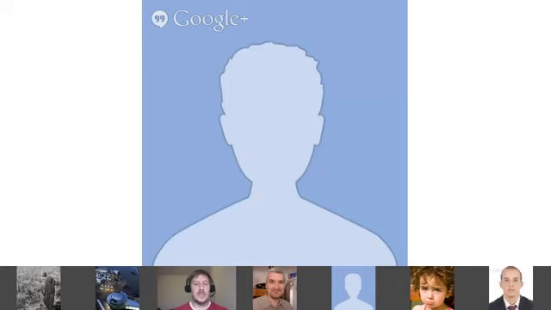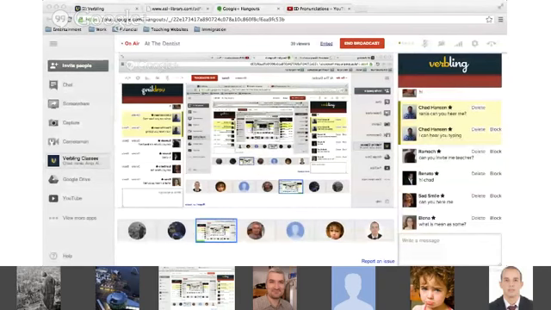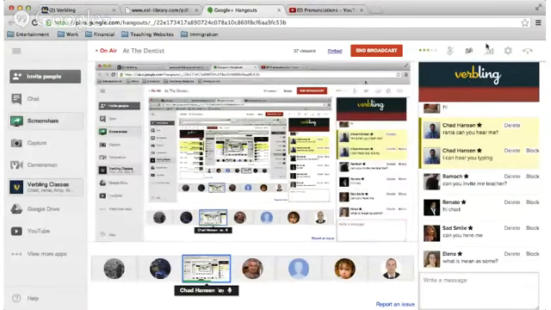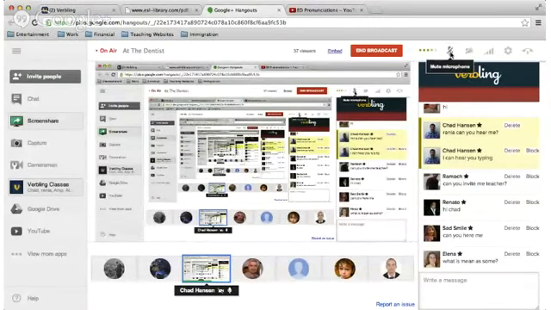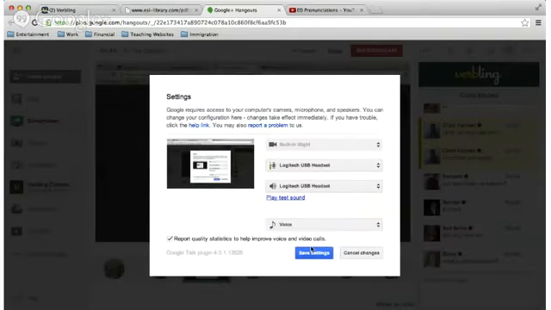Let me show you what you can do. If I can't hear you, make sure you come up here to the microphone area. If this is red, that means that I can't hear you. Then also check your settings right here. You can choose your microphone or your speaker. That may help you out.